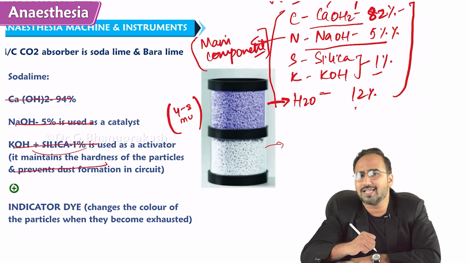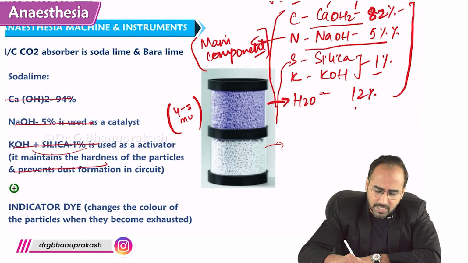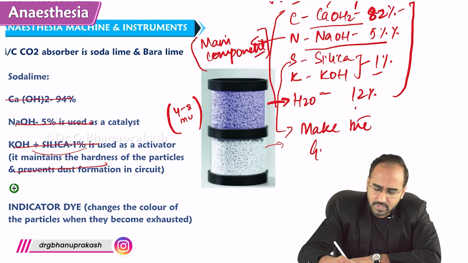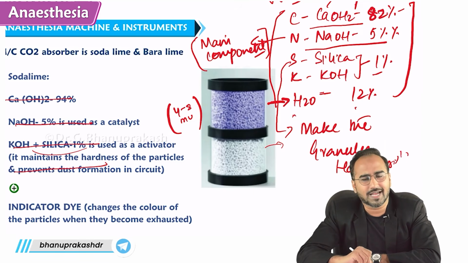Why is silica added to soda lime? Silica is added to soda lime in order to make the soda lime granules hard. To increase the hardness, we add silica. Silica is added to increase the hardness of the soda lime granule.